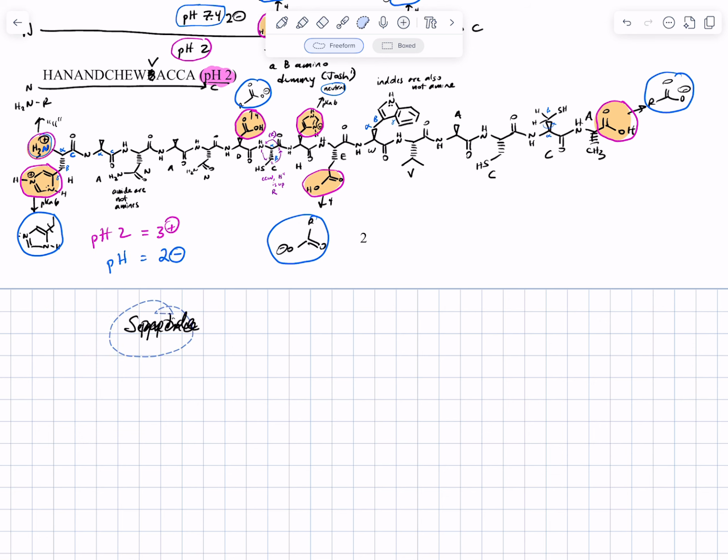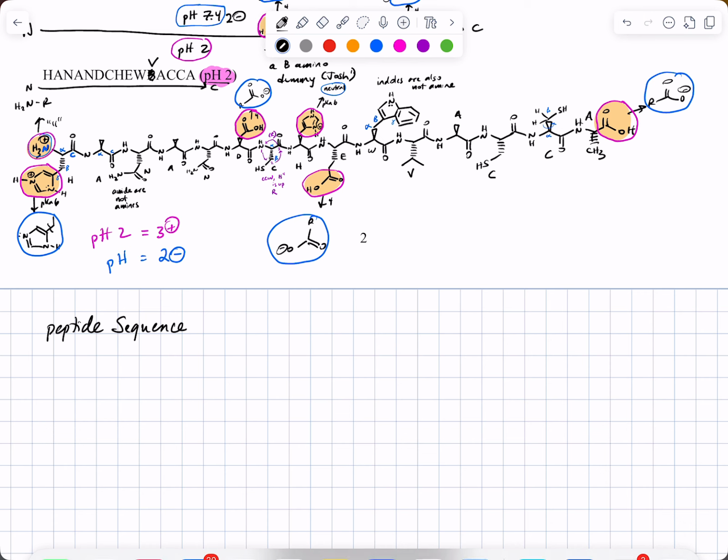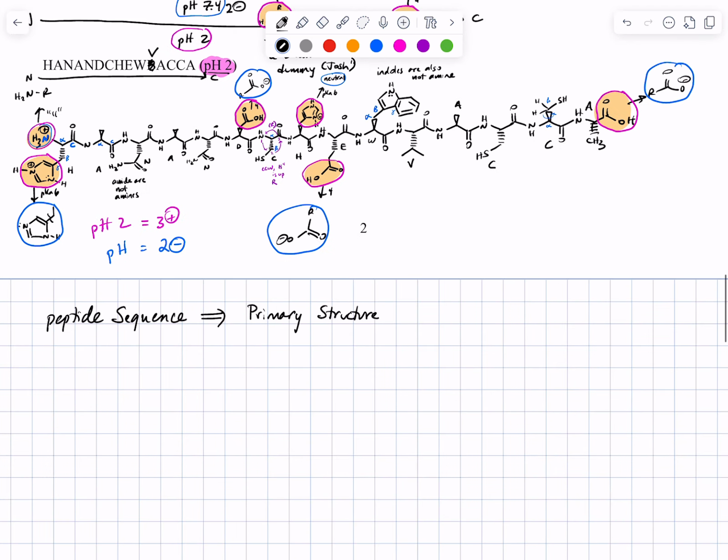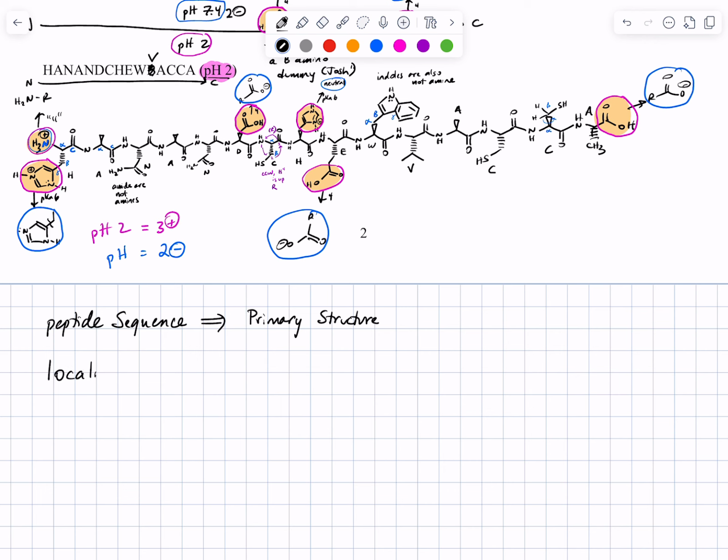I guess I should say peptide sequence. And that is something that we call primary structure. That's the basic one-by-one sequence of amino acids. But peptide chains have many, many bonds that can rotate, and they will adopt specific shapes or conformations that are also called structures.